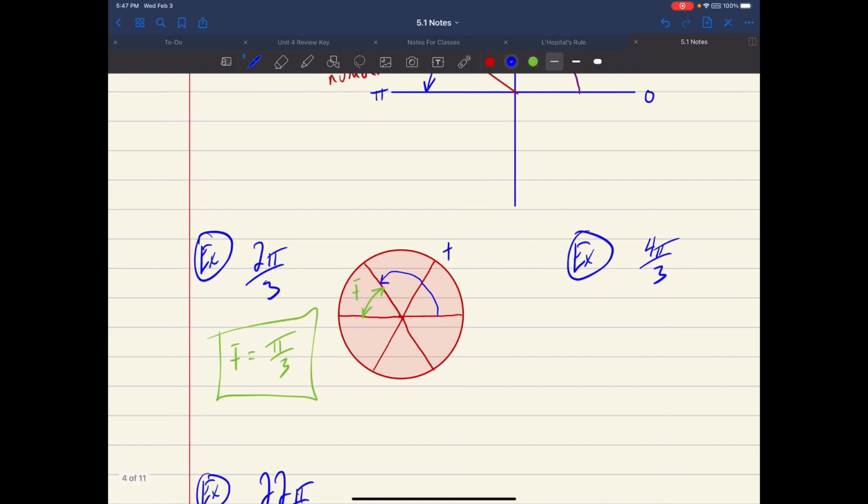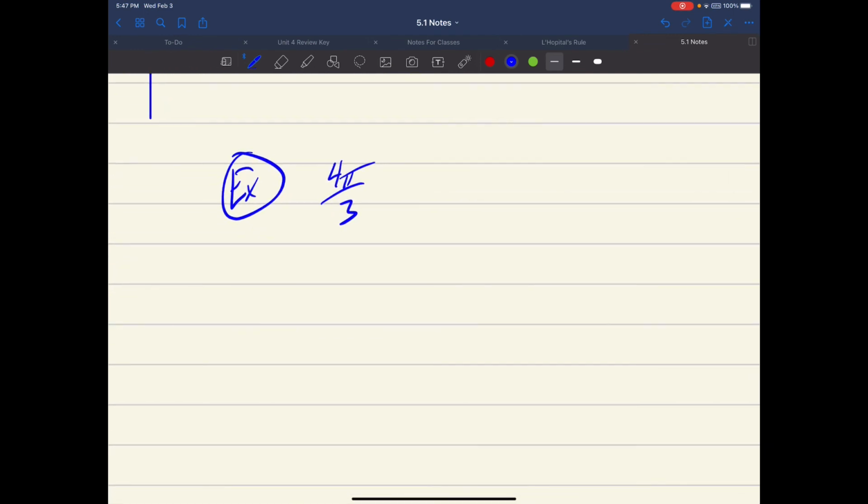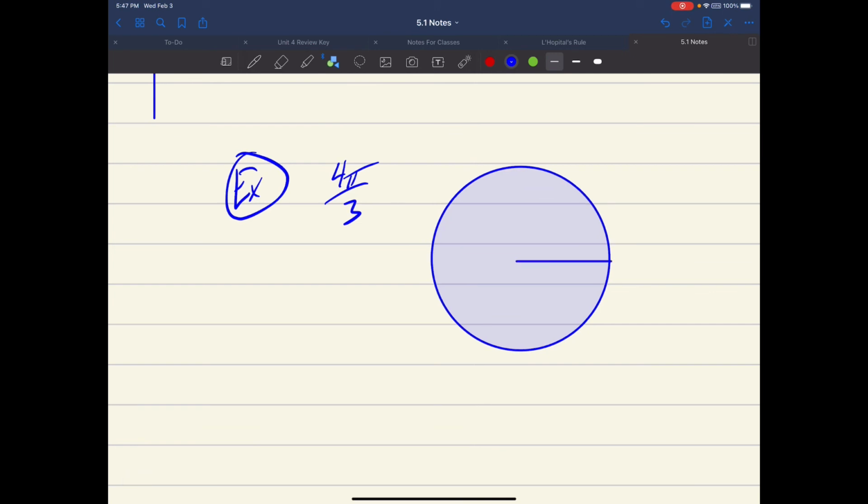All right, so I'll do that again for 4 pi over 3. I'll divide the top half of the circle into thirds again, and I'll just carry these through. So that's something like that, it doesn't have to be perfect. And then I'm going to go here and count 4/3. So I'll go 1/3, 2/3, 3/3, 4/3 is here. So that in red is t.